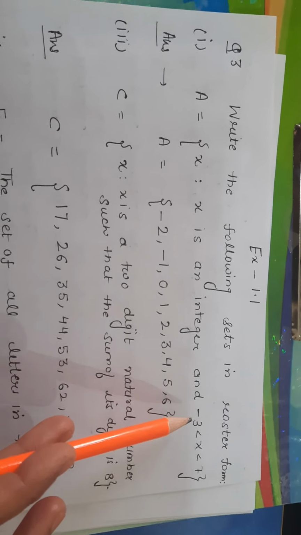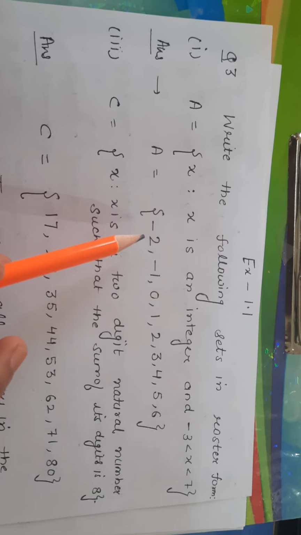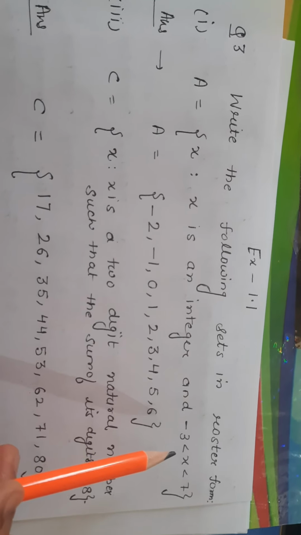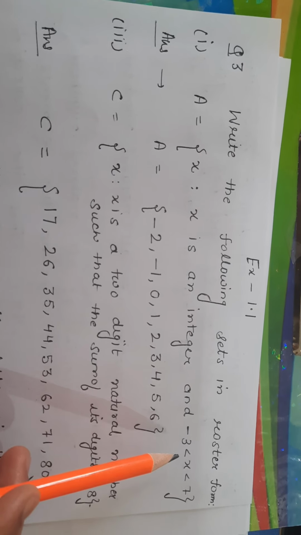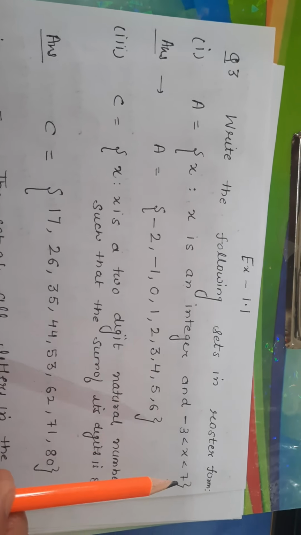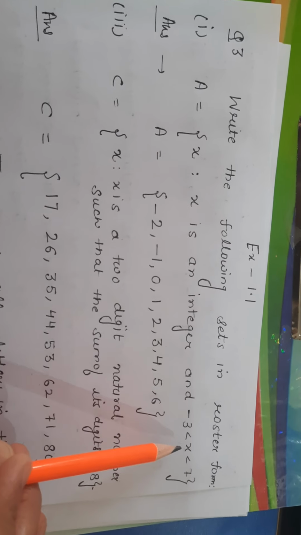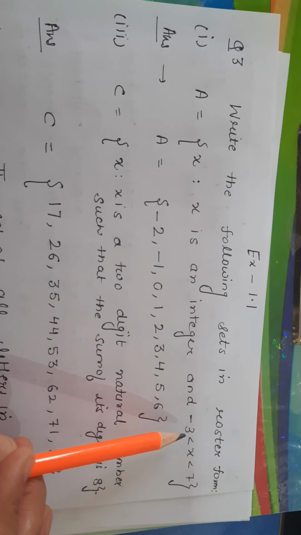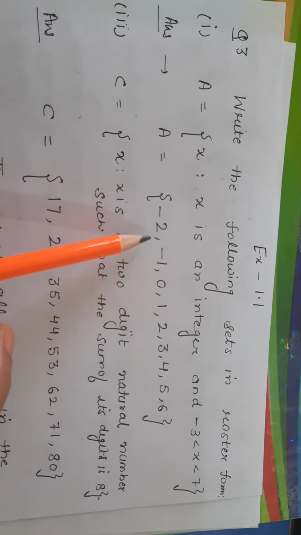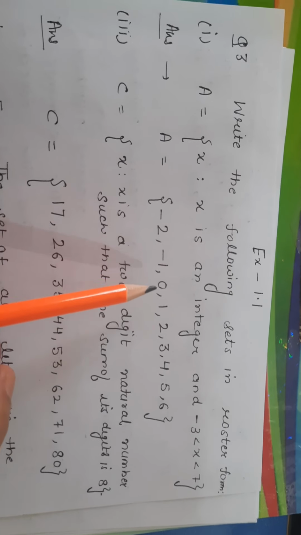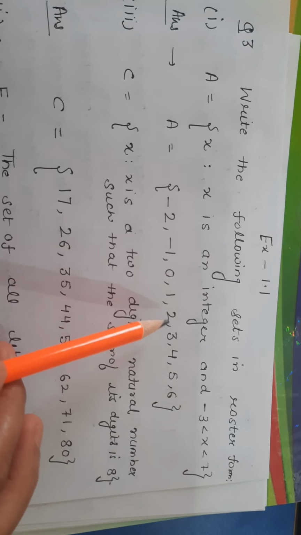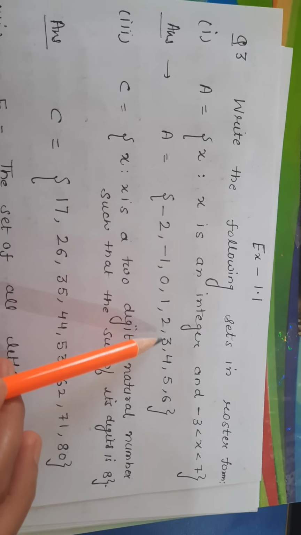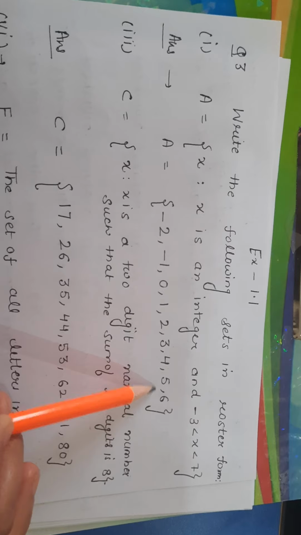So greater than minus 3, you'll start from minus 2. But if in the question it is written here x is greater than or equal to minus 3, then in that case you will start from minus 3. But now here it is x is greater than minus 3. We'll start from minus 2, then minus 1, next comma 0, x less than 7. Less than 7, we'll write 1, comma 2, comma 3, comma 4, comma 5, comma 6.